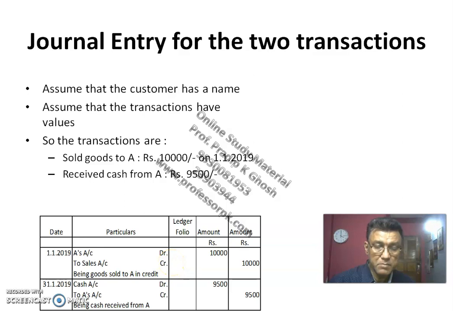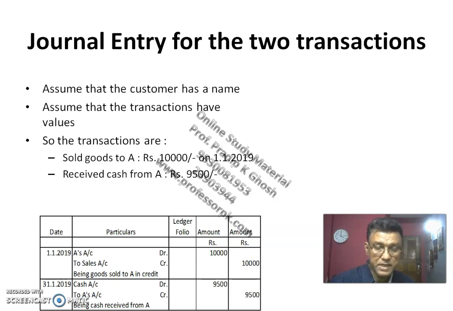And say at the month end cash is received from the customer. So I have put 31/1/2019 cash account debit to A's account. A is the customer. Cash is a real account. Real account says debit what comes in, credit what goes out. Cash has been received, so cash has come in, so cash is debited.